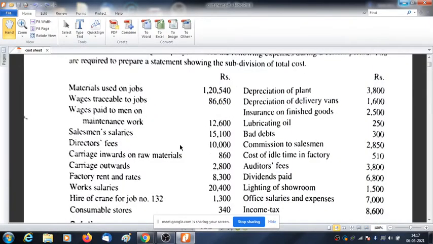All of you, please mute yourself and just follow what I am saying. Next, factory rents and rates. Under which head would it come? Tell me. Factory overhead. Good. And is it a direct expense or indirect expense? Sir, I think this is the indirect expense. Good, excellent.